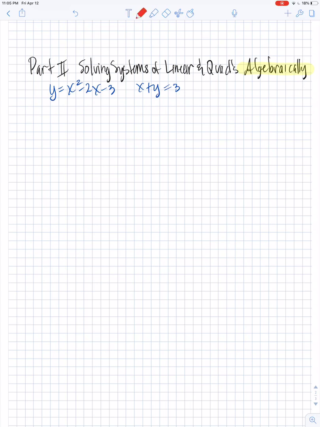All right, so when we are going to solve these algebraically, we want to do step 1 here, and that is we want to make sure that both of the equations have been solved for y. And our quadratic right here has been solved for y. But we have a little bit of work to do in our linear equation to solve it for y. So when solved for y, this one ends up being y equals negative x plus 3.